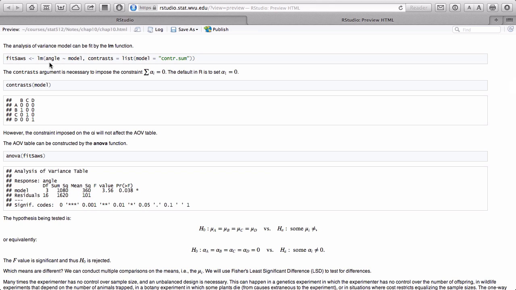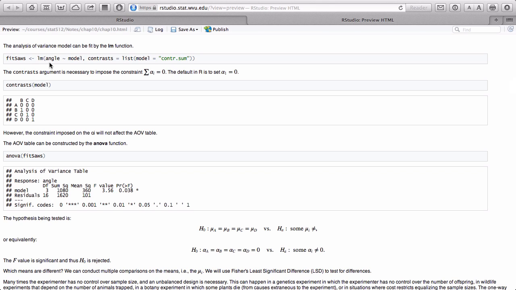There are several things I can do. First of all, I said contrast of model. Now, model doesn't mean the model. It's actually the treatment, in other words, the model or chainsaw. So I have angle tilde model on the right-hand side of the tilde. So I'm modeling angle as a function of model, which is a factor. When I say contrast of model, that shows the contrast.